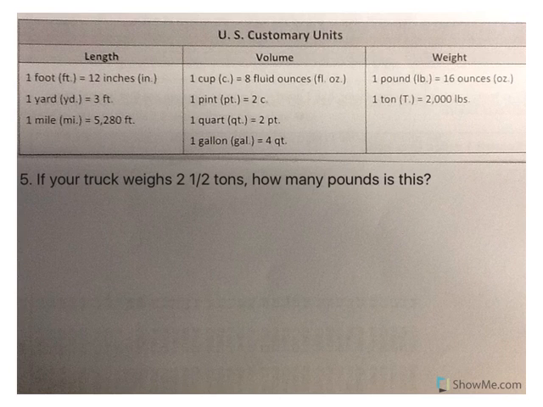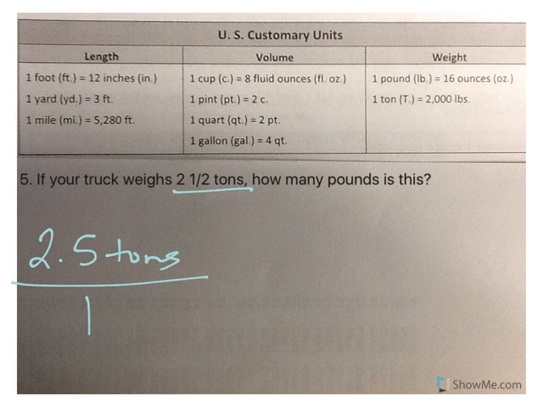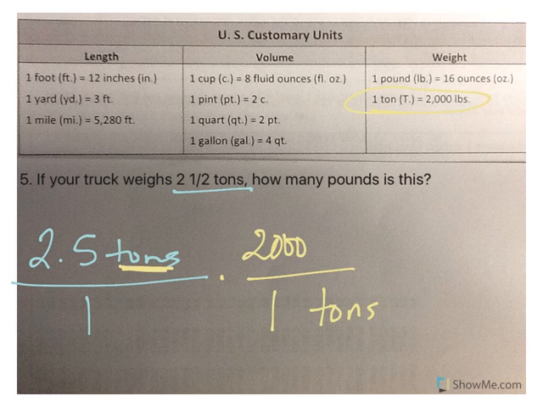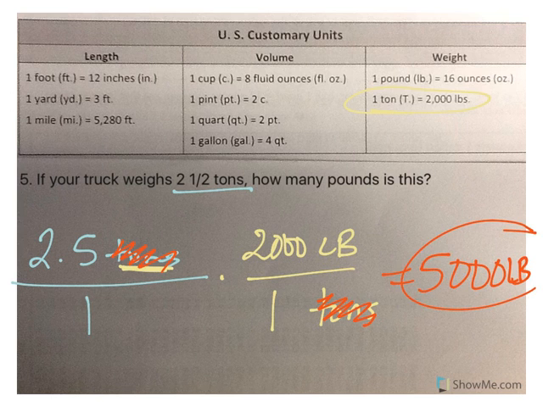Number 5, if your truck weighs 2.5 tons, how many pounds is this? Well, I'm starting with 2.5 tons. 2.5 tons over 1. Over here, 1 ton is 2,000 pounds. So where do tons go? Well, tons in the top, so tons in the bottom. 1 ton, 2,000 pounds. That makes my tons cancel out. Multiply because they're both in the numerator, and I have 5,000 pounds for the weight of my truck.